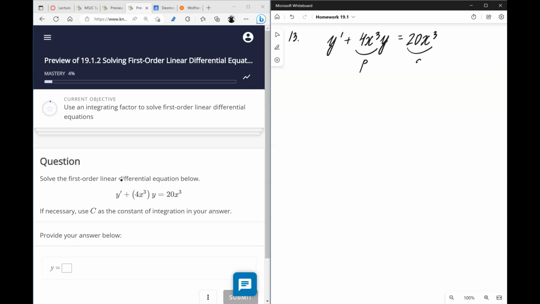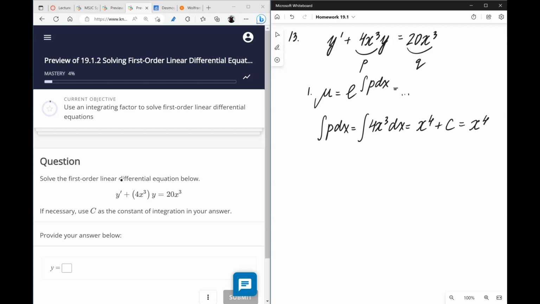This is my P, this is my Q. Step 1, we're going to find the integrating factor as e to the power integral of P dx. Integral of P dx is integral of 4x cubed dx, so it's just x to the 4 plus c, and we can choose c to be equal to 0. Now we multiply everything by x to the 4, so the left hand side becomes the derivative of x to the 4 times y, and the right hand side becomes 20x to the power.